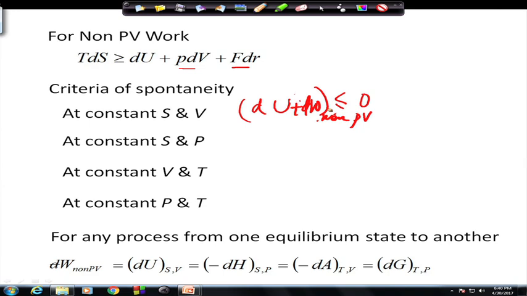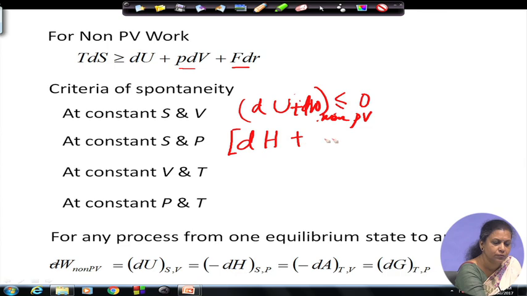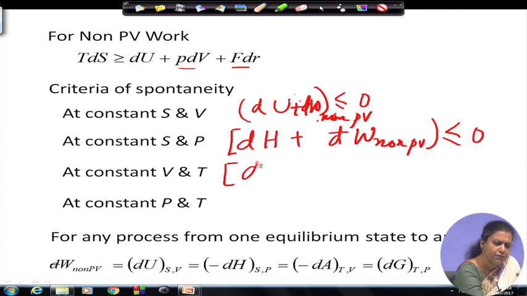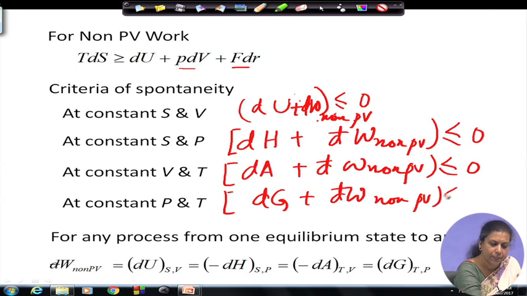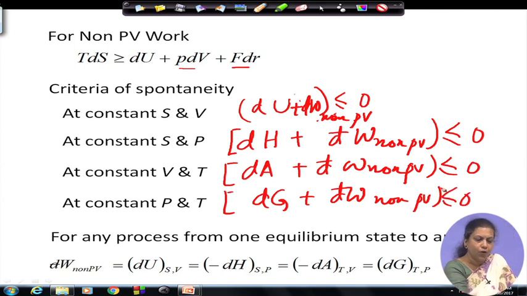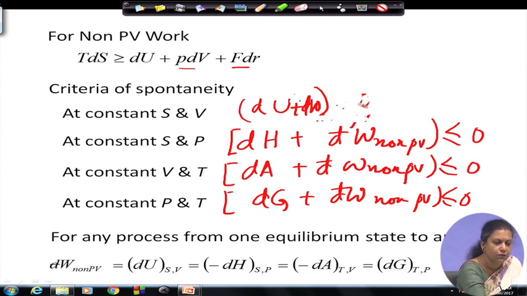In the same way, for constant S and P, what should be the condition of spontaneity? It should be dH plus dW non-PV less than or equal to 0. Same way, if we continue, we find that for constant volume and temperature conditions, this is the equation, and for constant pressure and temperature conditions, this is going to be the equation. So from here, what are the things that we have found out?